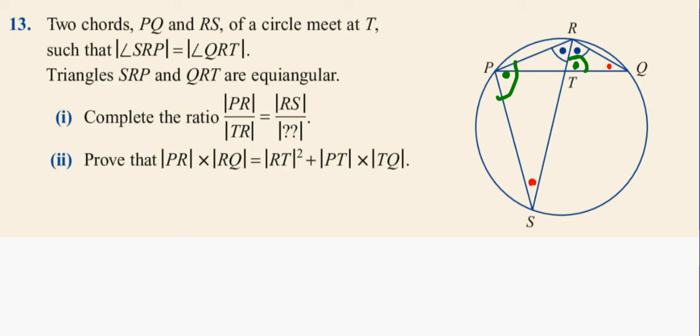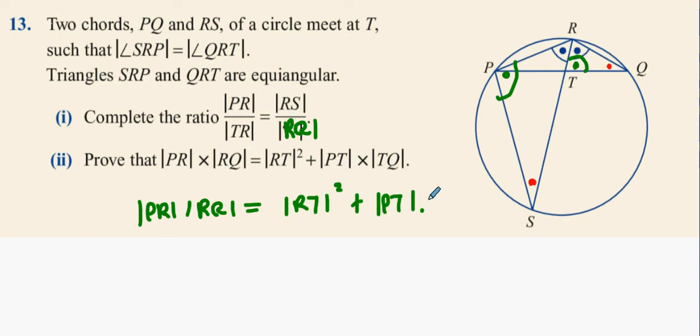So, PR, which is in between green and blue, over TR, which is green and blue, equals RS, which is blue to red. Blue to red, this is R to Q. Done. Prove the following. PR multiplied by RQ equals RT squared plus PT multiplied by TQ.